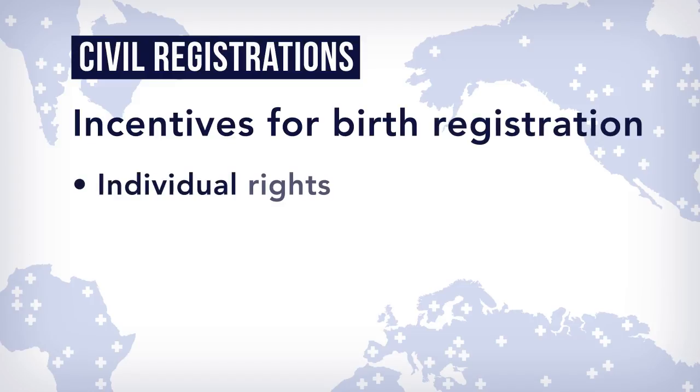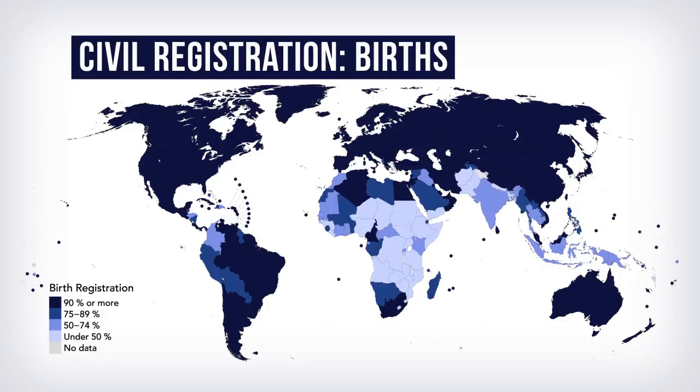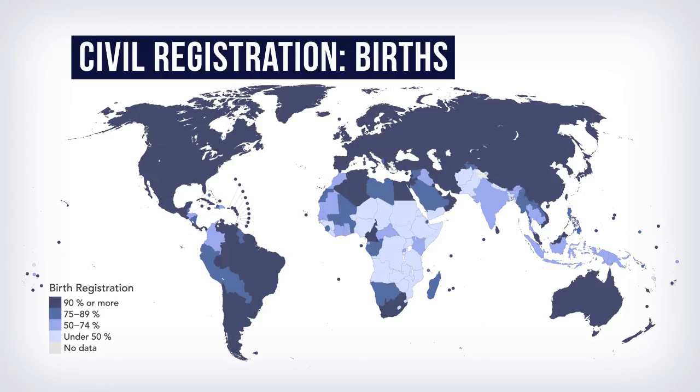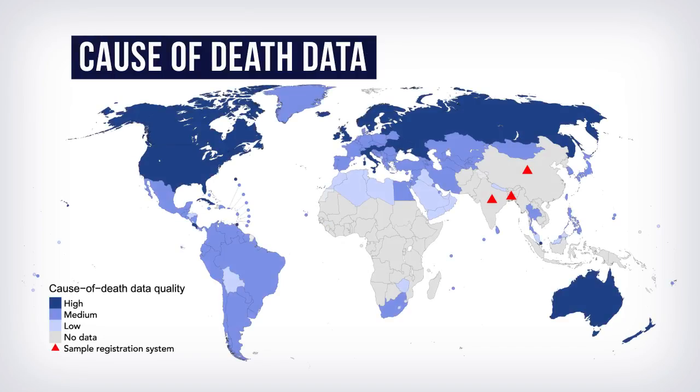For individuals, civil registration is a fundamental step for each child to get individual rights and benefits. Most importantly, school attendance now often requires a birth certificate, increasing the incentives for family to obtain one. Despite the incentive and progresses, only about 72% of the world population has a birth certificate. The situation is quite different for deaths, as there are few incentives to report deaths. This situation worsens even more in terms of reporting of causes of death, especially when the death occurred at home.